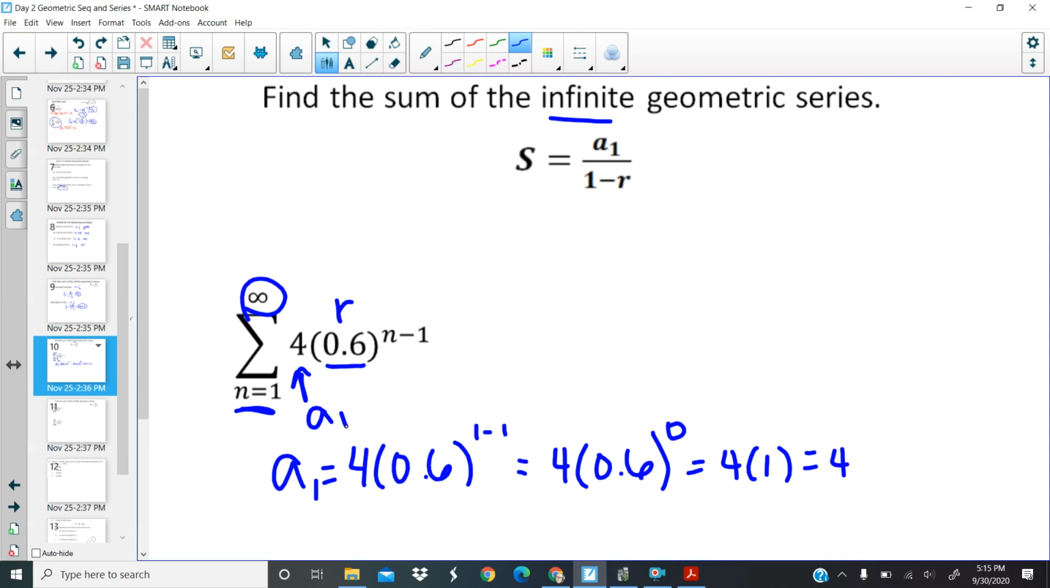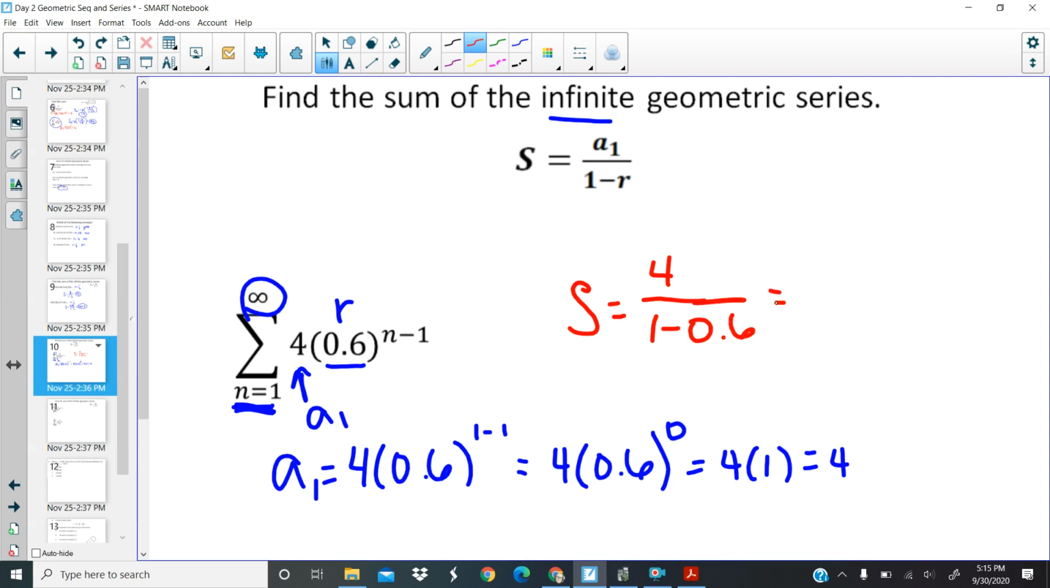So if you ever see them where they're set up like this, where you have the n equals 1 on the bottom, and then your exponent is n minus 1, then you can assume that the number in front is going to be the first term. So then to find the sum, I would have s equals my first term, which we said was 4, divided by 1 minus 0.6 for my rate.